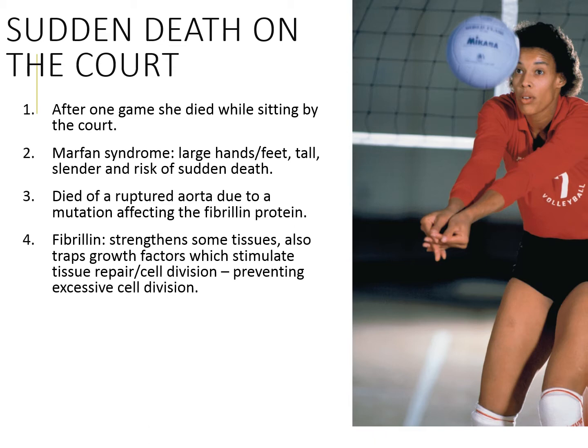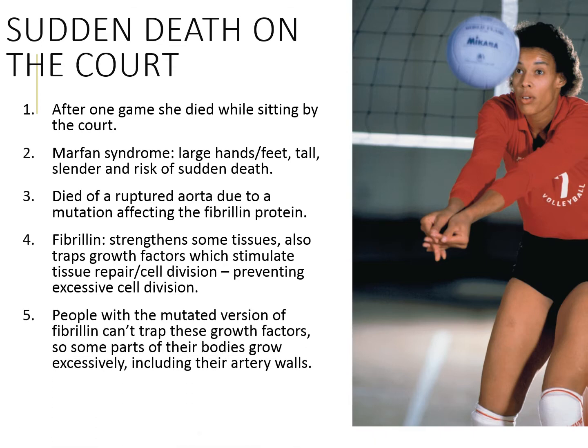So fibrillin strengthens some tissues, also trapping growth factors which stimulate tissue repair and cell division. This would normally prevent excessive cell division. This protein normally traps growth factors and prevents them from stimulating more growth and more cell division. So the mutated version of this gene causes a different protein that is unable to trap these growth factors, which means that people tend to grow taller and have larger hands and larger feet.